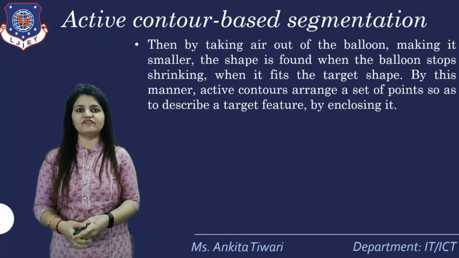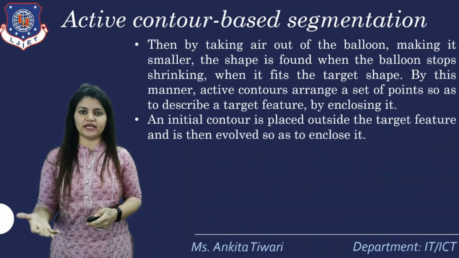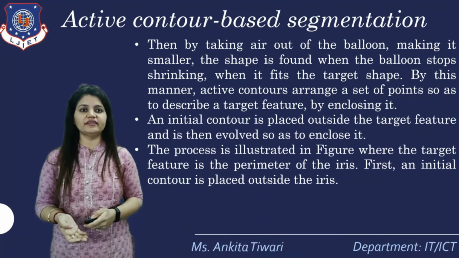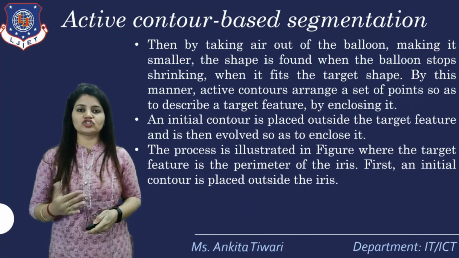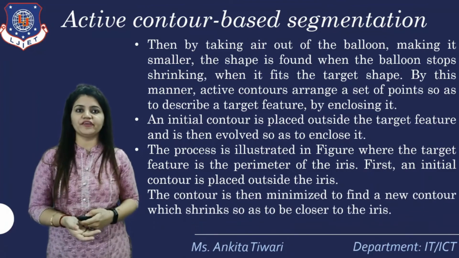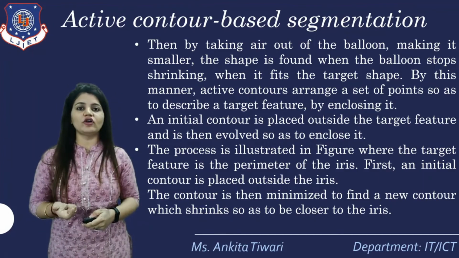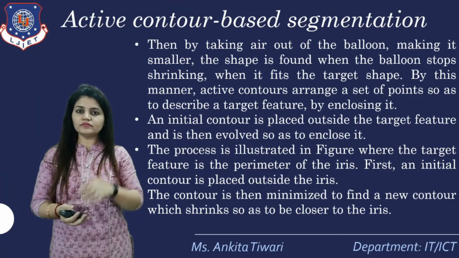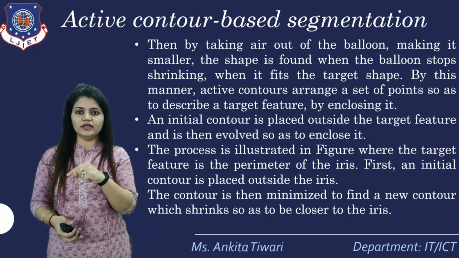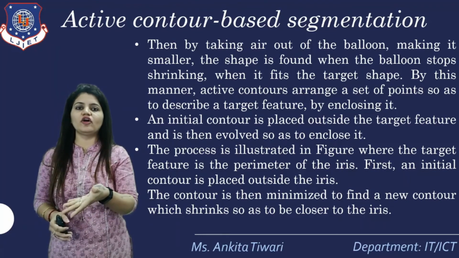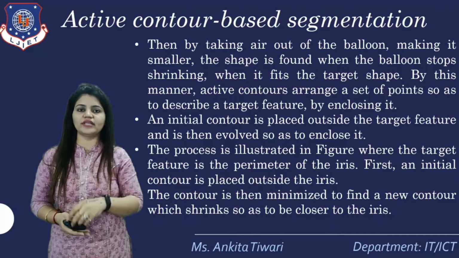In this manner, active contours arrange a set of points to describe a target feature by enclosing it. An initial contour is placed outside the target feature, and then it evolves to enclose it. I will show this in the figure, where the target feature is the perimeter of the iris. First, the initial contour is placed outside the iris. The iris is in your eye, and the contour is placed outside it. Then the contour is minimized to find a new contour, which shrinks as it comes closer to the iris.